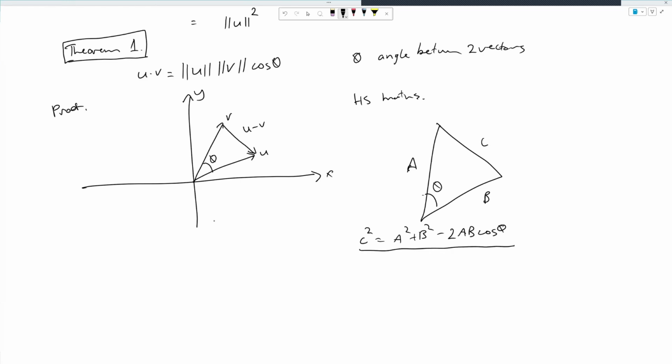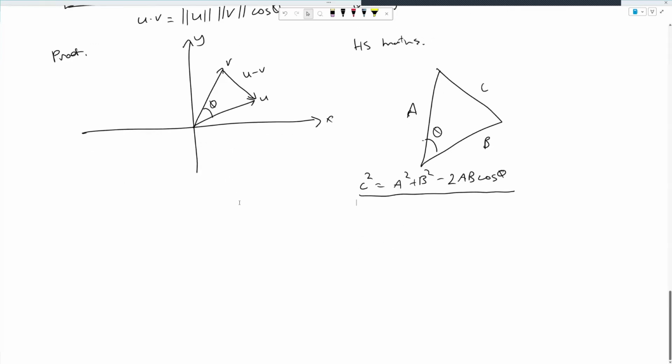So how can we relate this triangle to vectors? It looks very similar, but it isn't quite the same. In our case, c squared is the length of c, the length of this side over here, so it is the length of u minus v. And that is equal to the length of a, so the length of v here.